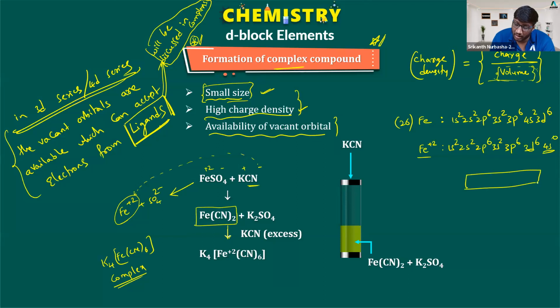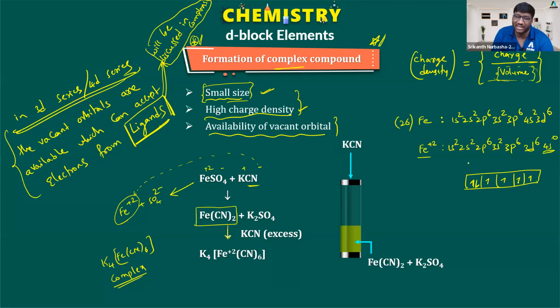D6 means how will you be having? In the D subshell, you have 5 d orbitals. D6 electronic configuration means 1, 2, 3, 4, 5, and this is the sixth electron. Yes or no? 1, 2, 3, 4, 5. After filling 5 electrons, then only I have started the pairing. This is your sixth electron.